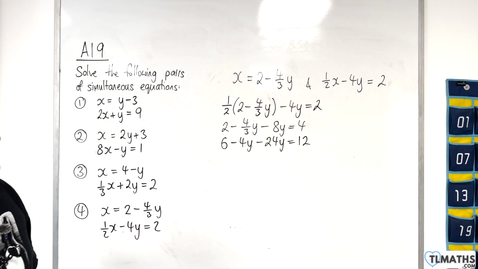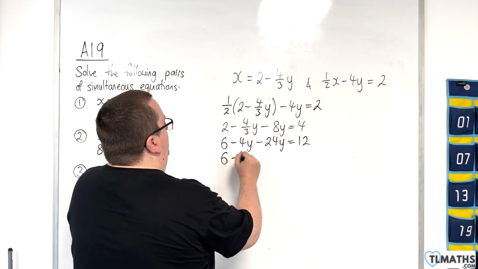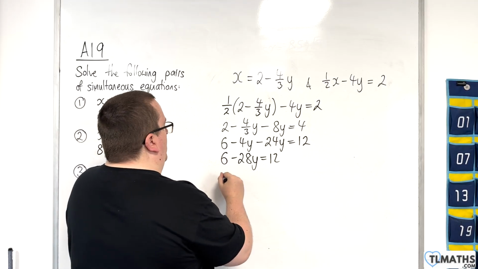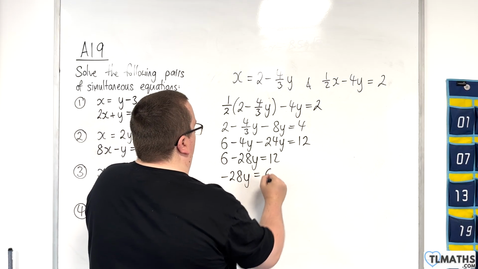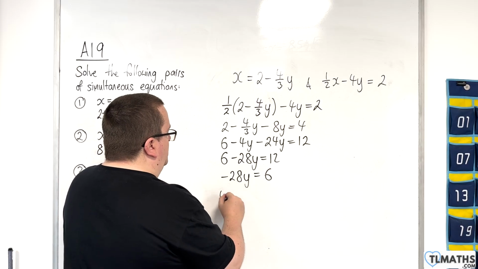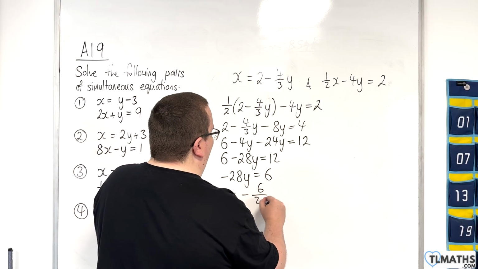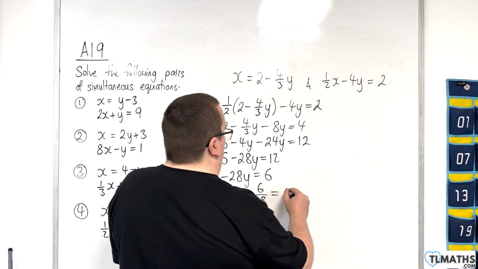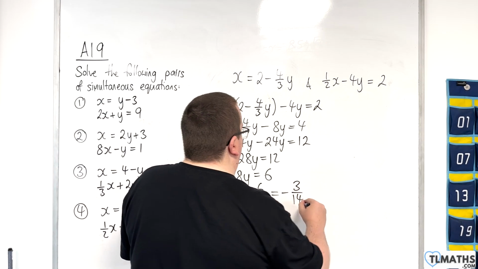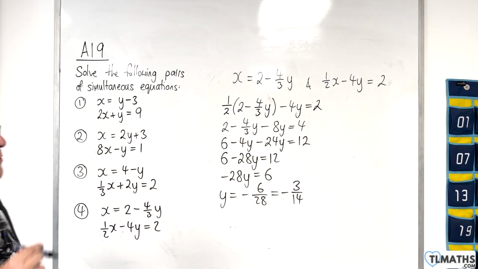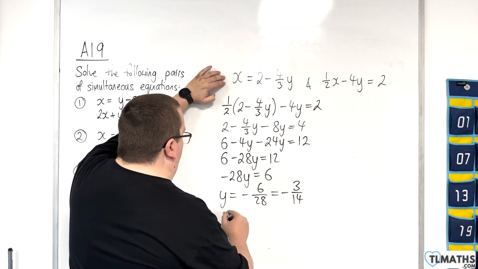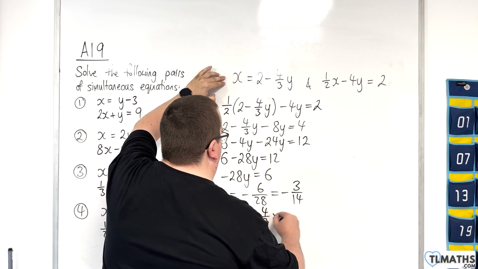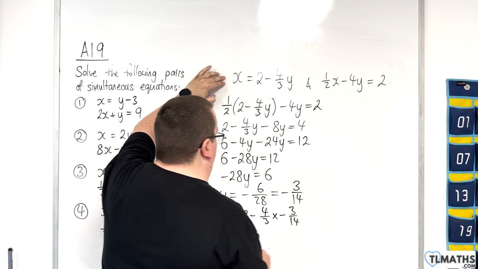Sorry. So 6 take away 28y is equal to 12. Take 6 from both sides. Divide through by minus 28. So y is equal to minus 6 over 28. So if we divide top and bottom by 2, we're going to get minus 3 over 14. Okay, so now we need to work out the x value. I'm going to have to substitute into the first equation here. So x is equal to 2, take away 4/3 times minus 3/14.